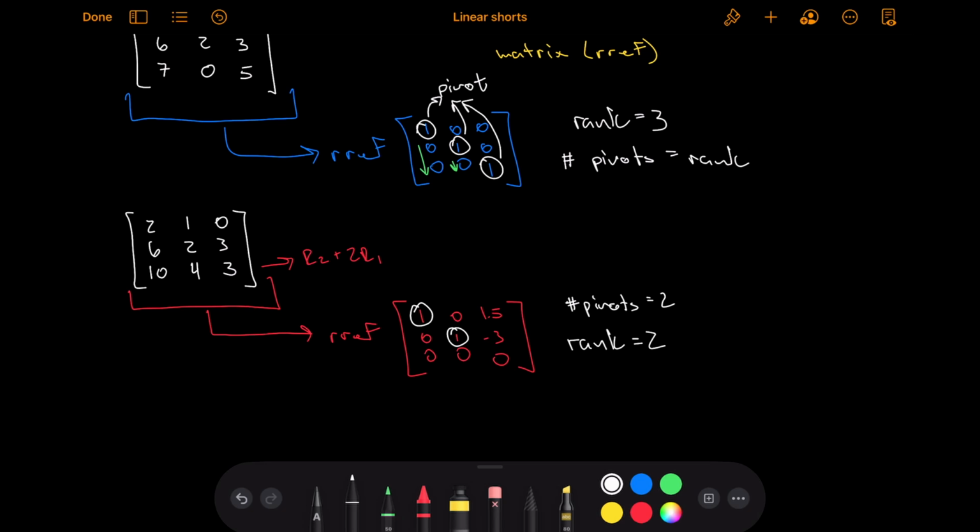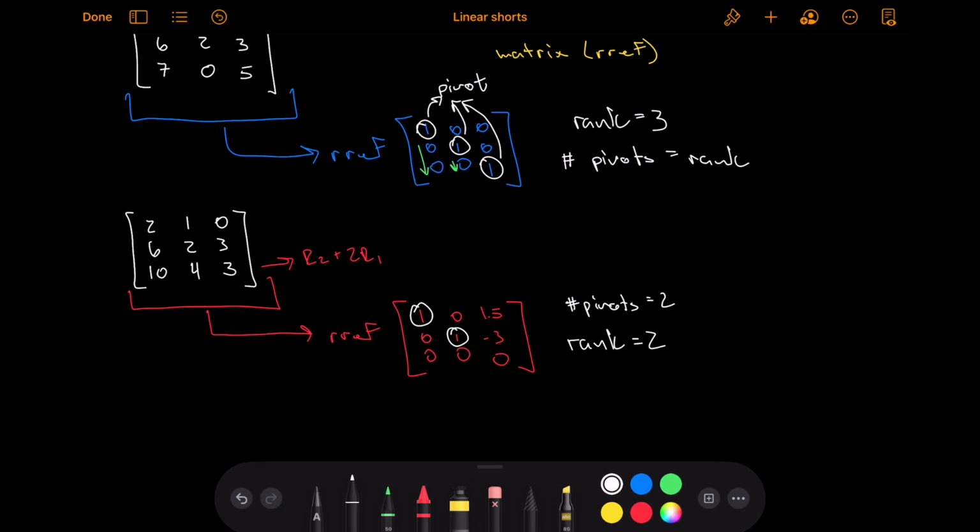And this pretty much makes sense because a rank is the number of non-zero rows. So right here we have a non-zero row in the first one and the second one. And then our pivot is just a leading one such that all the rows below it are zeros. So that's all we really care about.